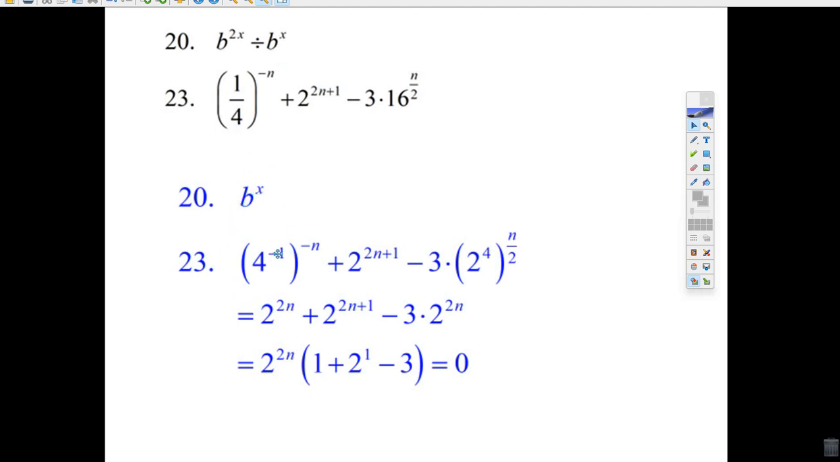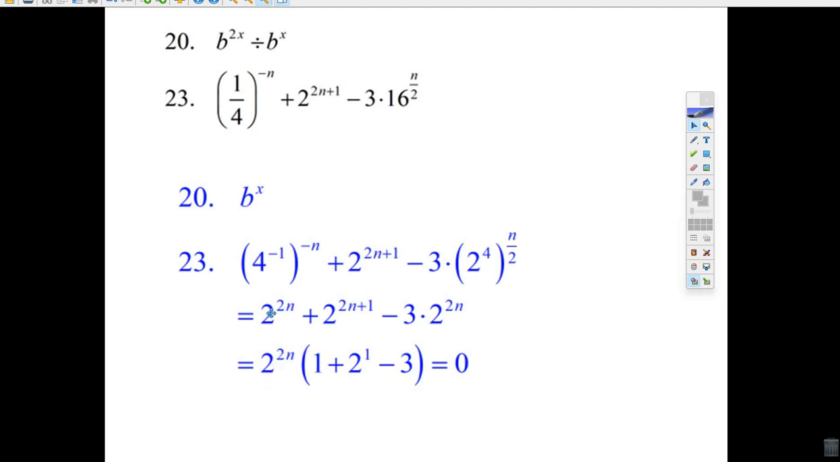1 over 4 is 4 to the minus 1. But, oh yeah, minus times minus is n, but 4 is 2 squared, so it's 2 to the 2n. That's 2 to the 2n plus 1. 16 is really 2 to the 4th power, but 4 times n divided by 2, that's 2n. Well, look at all these 2 to the 2n's. There's 1, 2, 3 of them. That's a common factor. You put it right there, and then you write down 1.